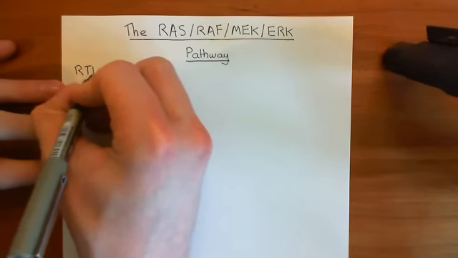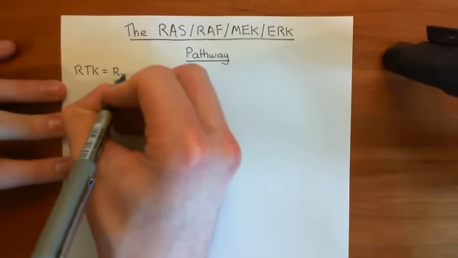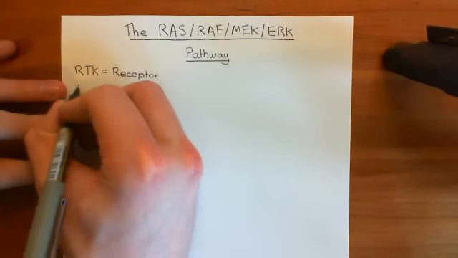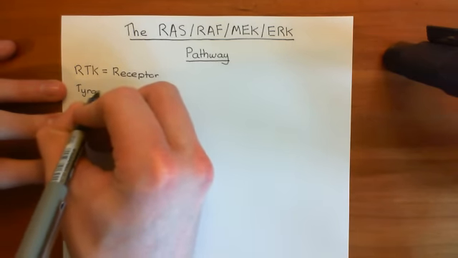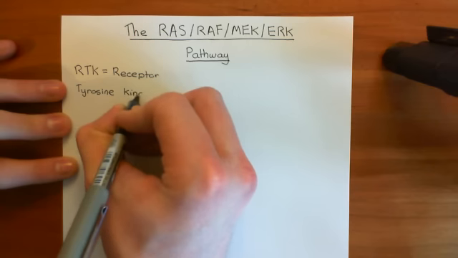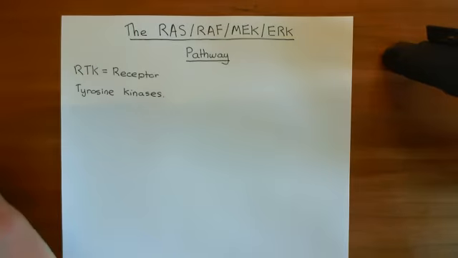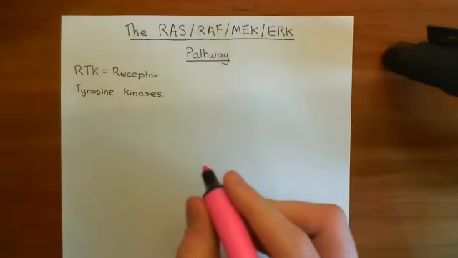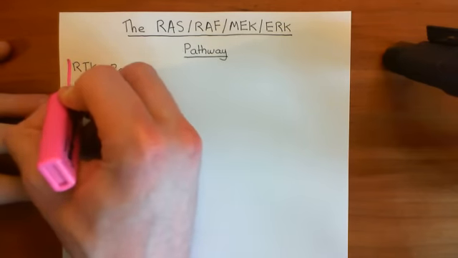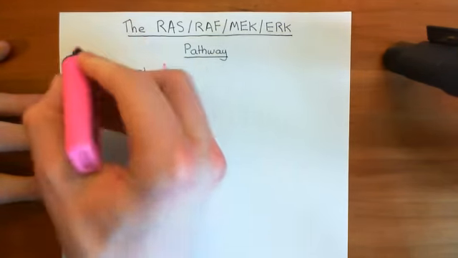For short, receptor tyrosine kinases are abbreviated to RTKs. This stands for receptor, that's the R, then the T is for tyrosine, and the K is for kinase. So these are receptors which have inbuilt tyrosine kinase enzymes within their cytoplasmic tails. Now, this pathway is very general. It's going to be activated by a huge number of different receptor tyrosine kinase enzymes.